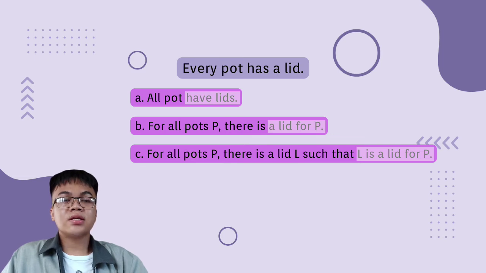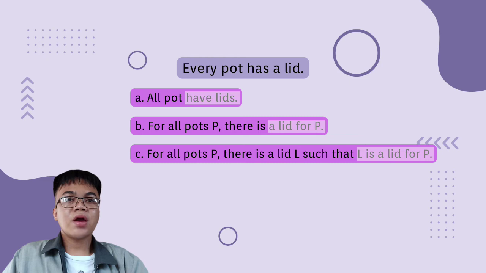We have here the example statement. Every pot has a lid. Yung mga nasa baba, yung A, B, and C, ito na yung mga restatement ng example statement. Okay. A, all pots have lids. B, for all pots P, there is a lid for P.